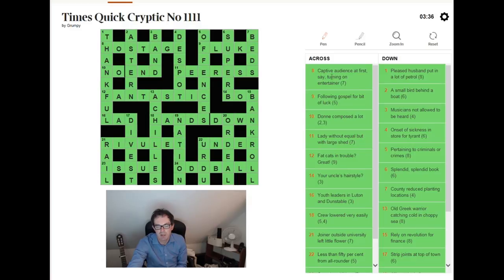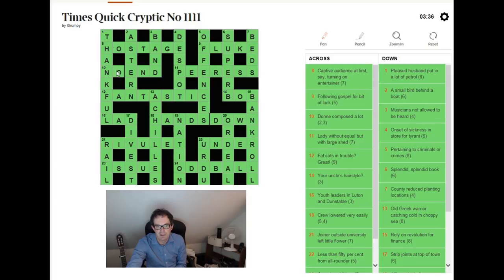If that was in the main Times crossword, that would also be extremely hard. Although this is called the quick cryptic, I believe that's not referring to the standard of the clues per se. What it's indicating is you probably aren't going to find any really horrible words in this puzzle, and it's also got far fewer clues than the main cryptic. So, as I say, there's nothing easy about 8 across.